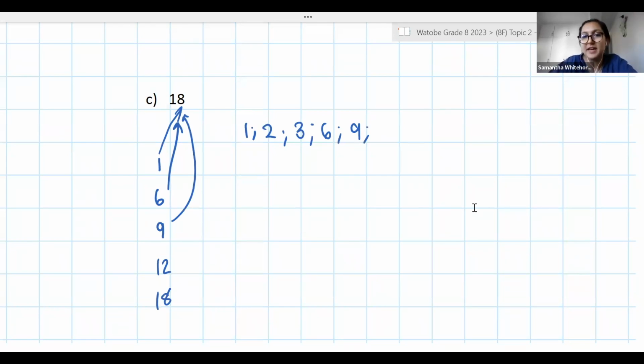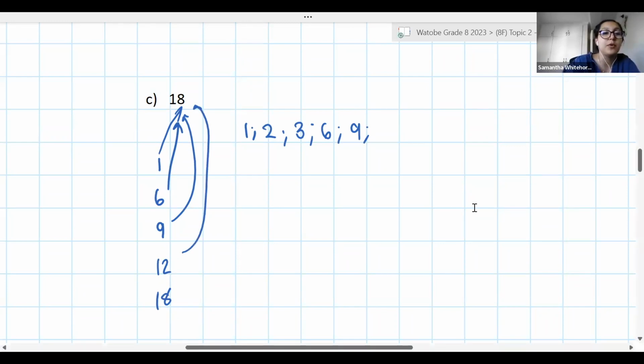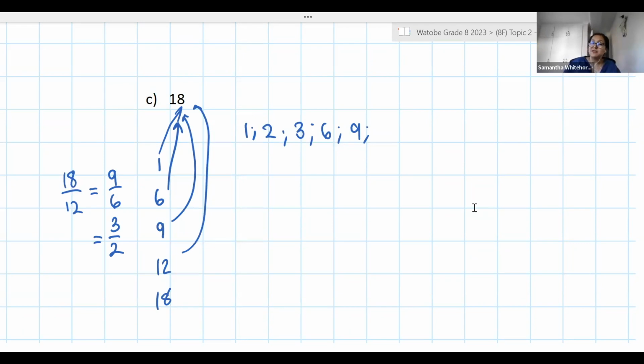Yes. Okay. Then if we check 12, now we need to be careful here. 18 and 12 are both even numbers, so they can both be divided by 2, but that means we end up with 9 over 6, which can be simplified even more because both can be divided by 3. But because that's a fraction, there's a remainder. It's 1.5. So 12 isn't a factor of 18, but 18 definitely is.